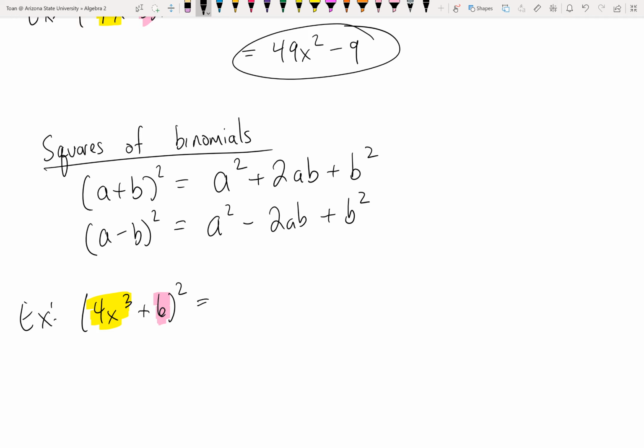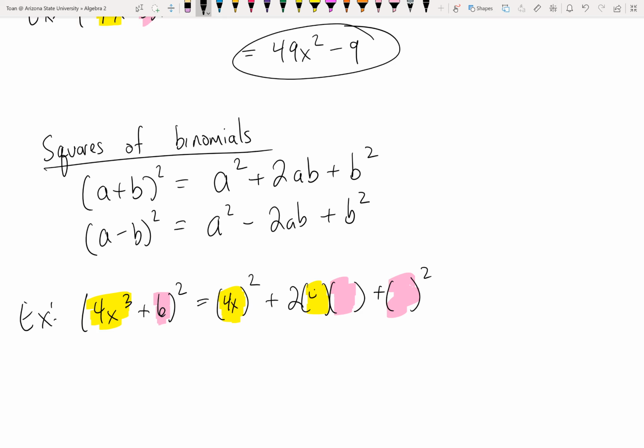It's A squared plus 2 times A, B plus B squared, right? All I'm doing is following the pattern, knowing the first guy is A, the yellow, and the second guy is B, the pink. So just plug it in.